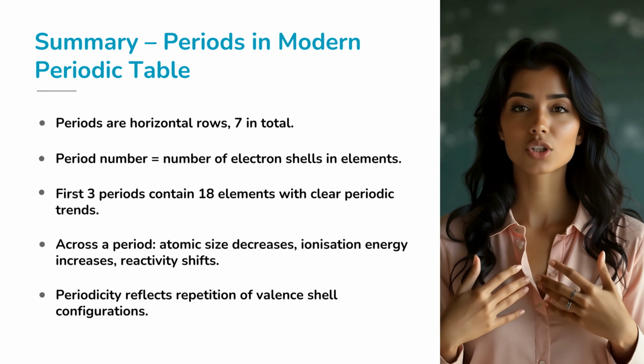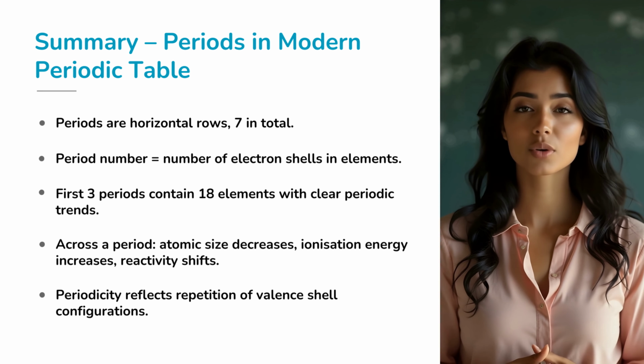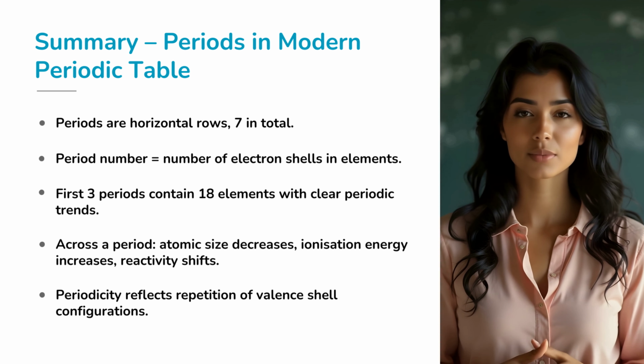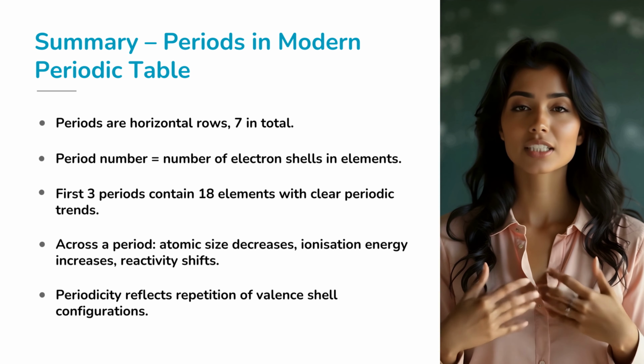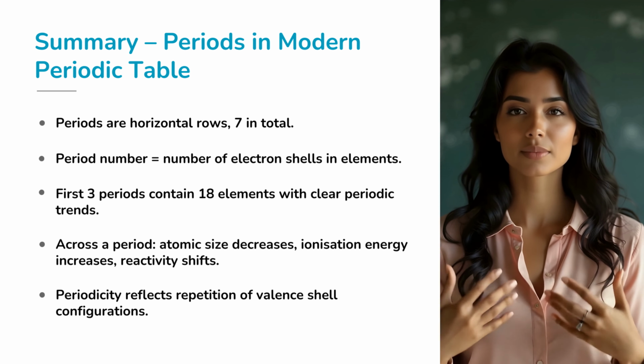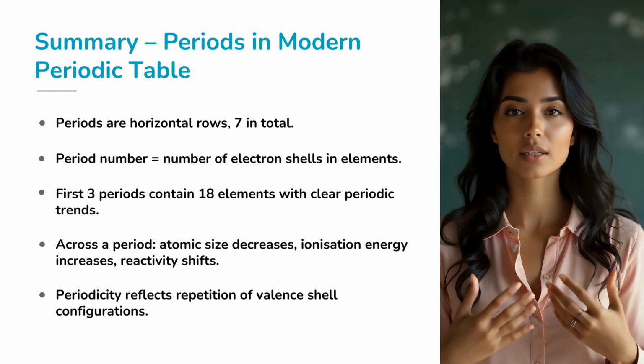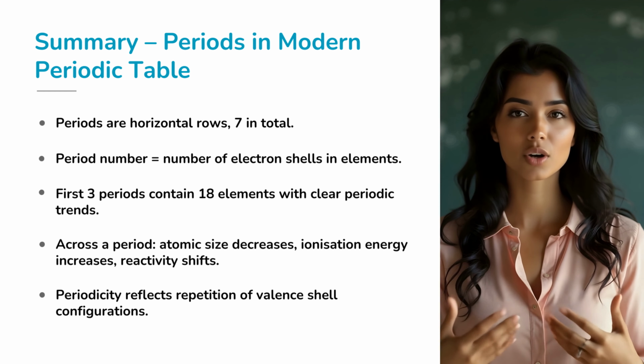It's not just a chart of symbols, but a roadmap of recurring chemical behavior. I hope this session has helped you see how periods are the key to understanding chemical patterns. In our next class, we'll explore groups in the periodic table, which reveal another dimension of periodicity.